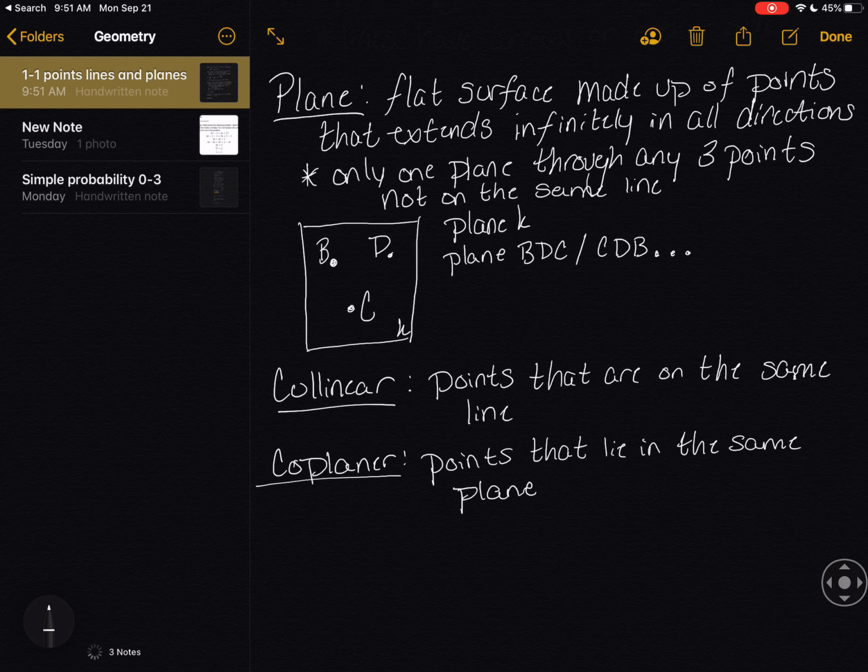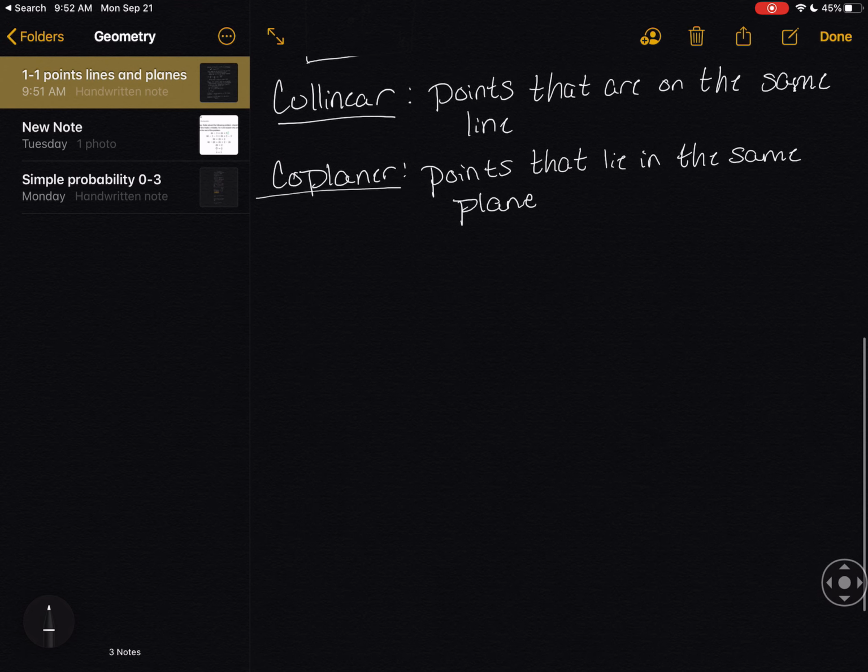So then you could also say non-collinear, and those would be points that don't lie on the same line, or non-coplanar, which are points that do not lie in the same plane. So non just means the opposite if you were to add that to those particular terms. So I'm going to try to do an example before we move on, just so that you have some ideas of what this is talking about.